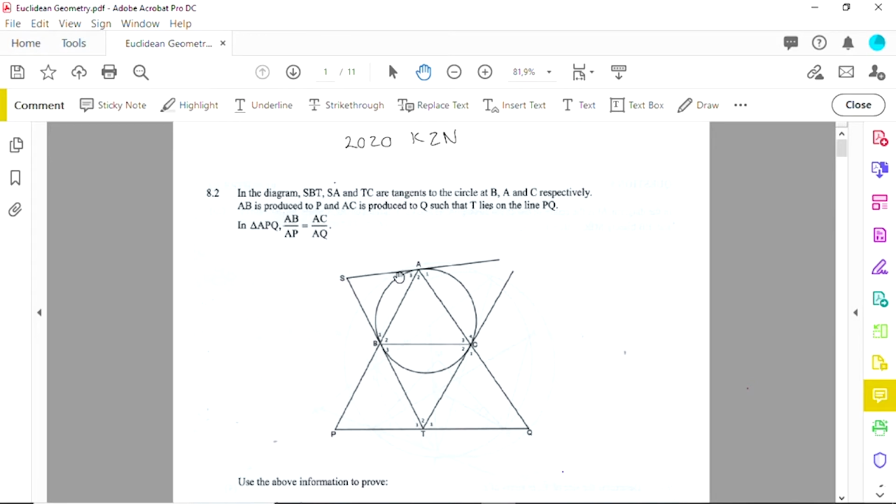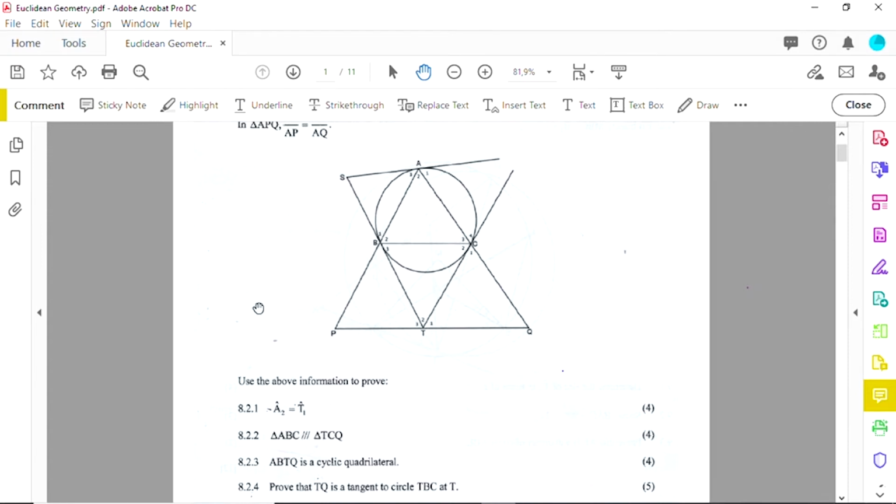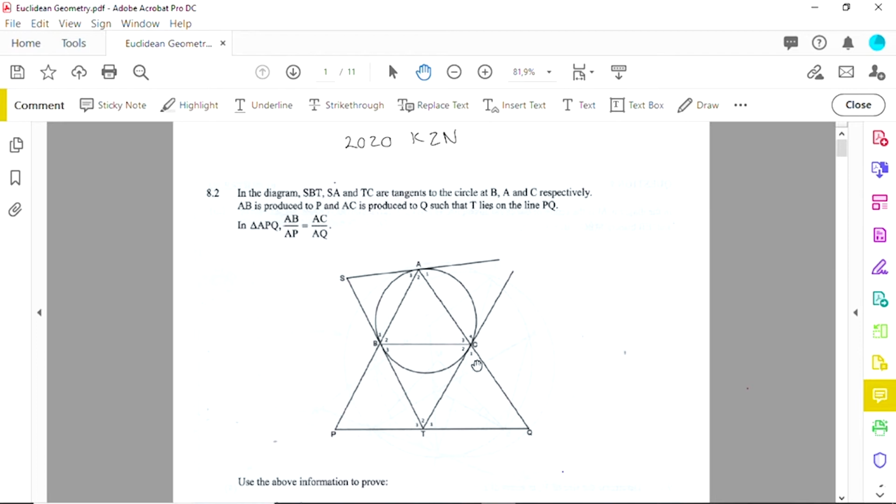In the diagram, we have SBT, we have SA, and we have TC, which are tangents to the circle at B, A, and C. We have AB produced to P, we have AC produced to Q, and we have T lying on PQ. And we are given triangle APQ with AB over AP being equal to AC over AQ. And we want to prove the following information. At this point in time, you may want to stop, look at the diagram and the given information.